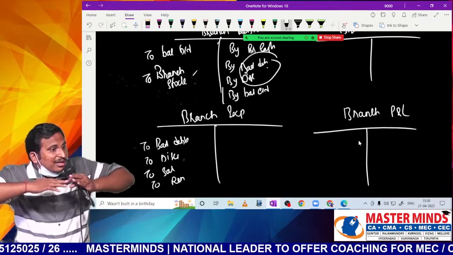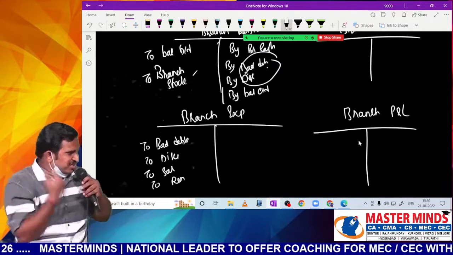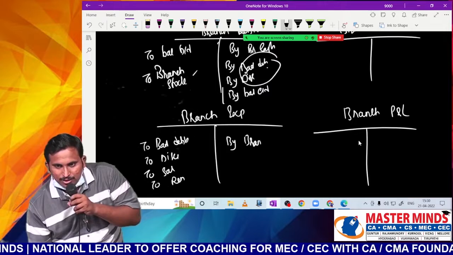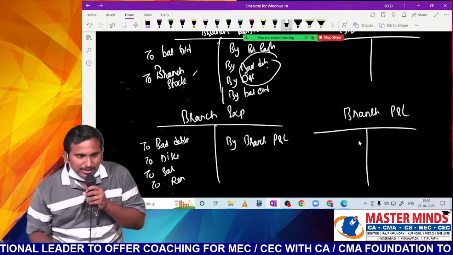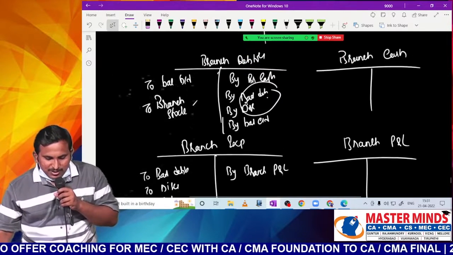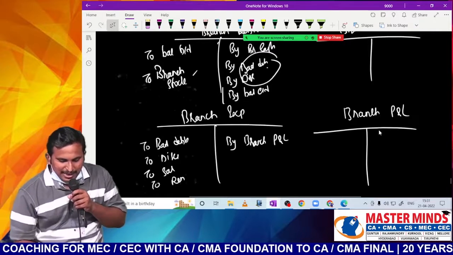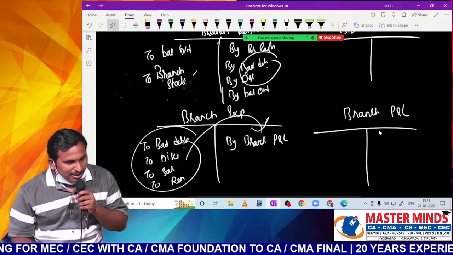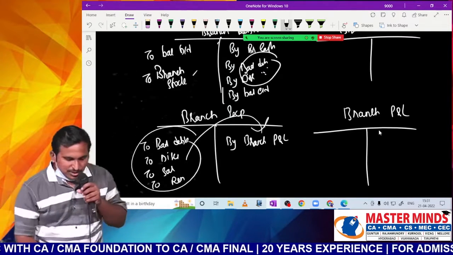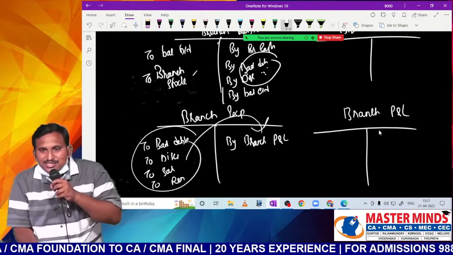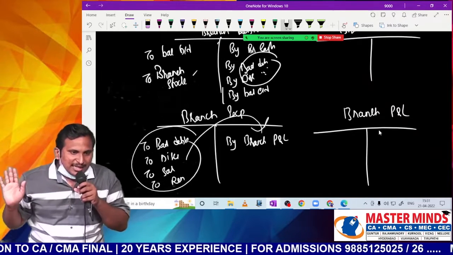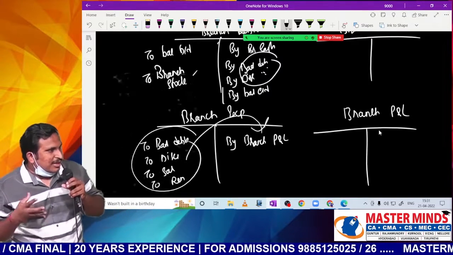Now I am not talking about transactions between head office and branch. Everything will be considered. So this we will transfer to branch P&L. Are you getting the point? We will simply close them by transferring to branch P&L. Now please understand, in some questions, instead of writing here bad debts and once again transferring to branch P&L, directly they will write by branch P&L itself there. Instead of writing here bad debts, discounts, and later on transferring to branch P&L, if you want, you can comfortably write directly there only, branch P&L. Nothing wrong. It's just a combined entry approach.